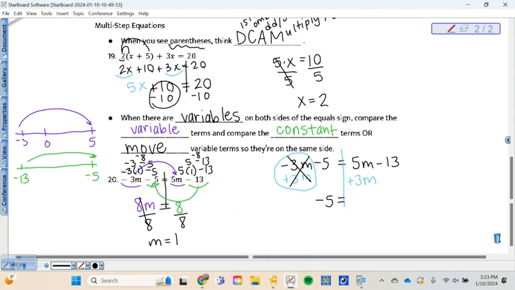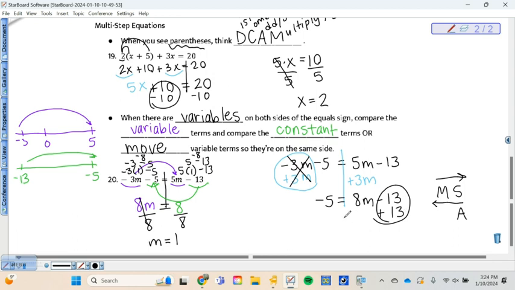Negative 5 is equal to 5m plus 3m, 8m minus 13. Now we just have a two-step equation. What are the two operations we see over here? Right, if I was evaluating, multiplication comes before subtraction in order of operations. So we need to undo the subtraction first. We're working backwards. How do we undo subtraction? Addition. So what am I going to add? 13, right? Because that cancels out that 13.